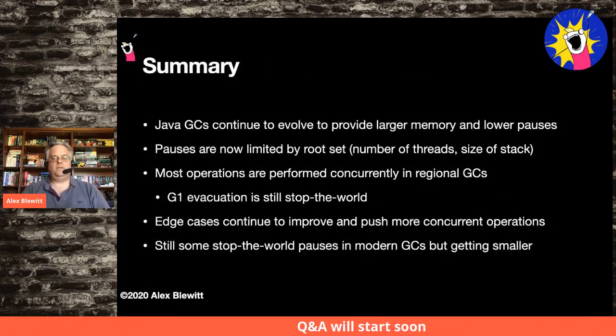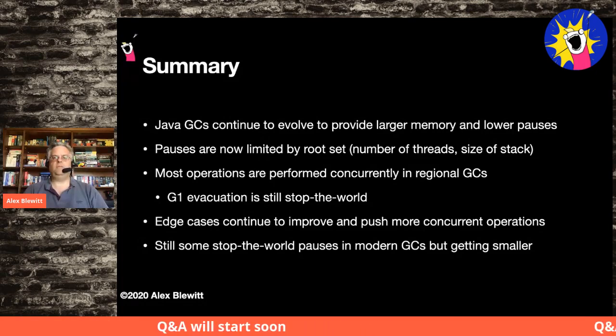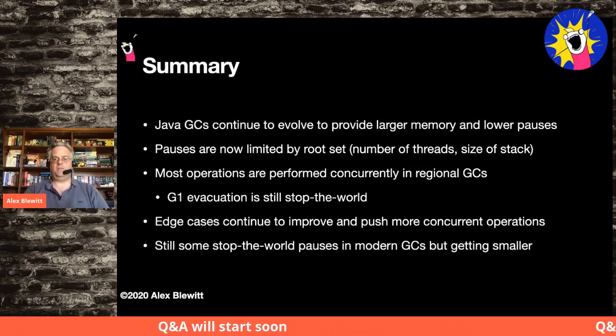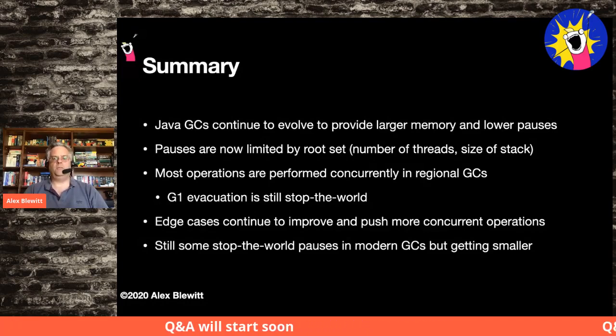So Java garbage collectors have evolved forwards to deal with both larger amounts of memory and lower pauses for stop the world time. And by taking advantage of more threads and more cores, they'll be able to do things more concurrently and therefore be able to have tighter response times for when you need to do it. The pauses now are limited by the root set, so the number of threads, the size of stacks, the objects that you create on the threads themselves, rather than the amount of heap space inside there.